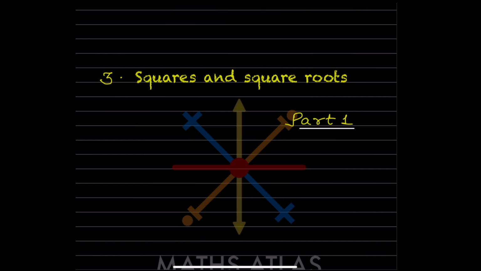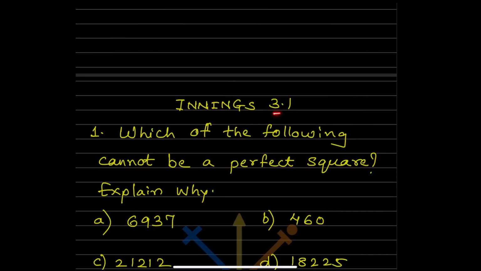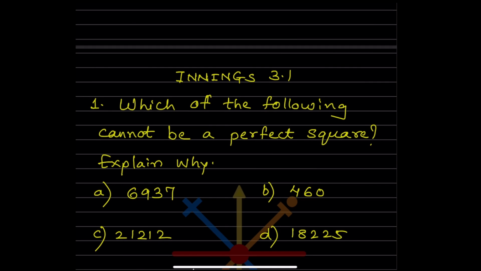So today we'll see the new topic, that is squares and square roots, from the Universal Mathematics book. So let us see part 1 of it. The first exercise, that is 3.1. This says: which of the following cannot be a perfect square, and you have to explain why.